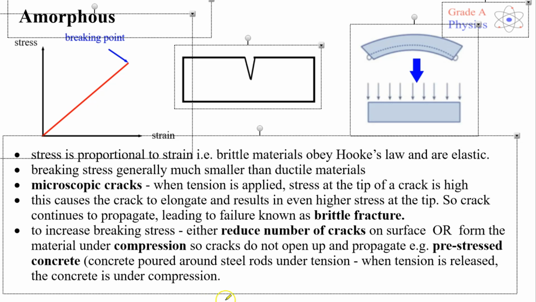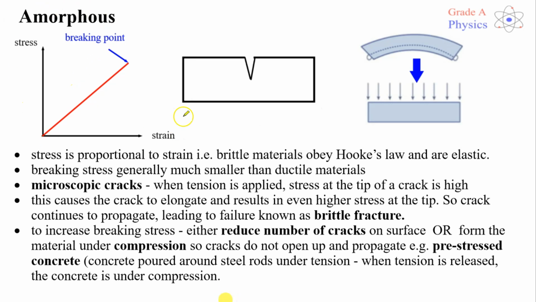So we're going to look at why we have this behaviour with amorphous materials, or what's going on here. Very, very different. We have our stress-strain relationship. It is a straight line, so it obeys Hooke's law up to the elastic limit, but the key thing about amorphous materials is there is no plastic region.